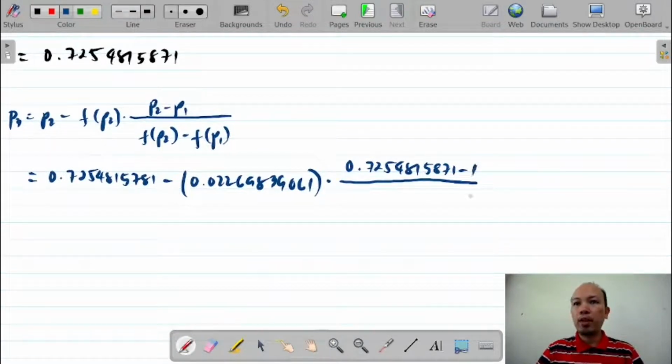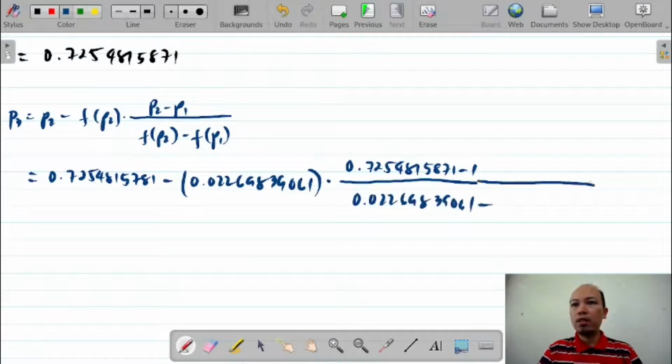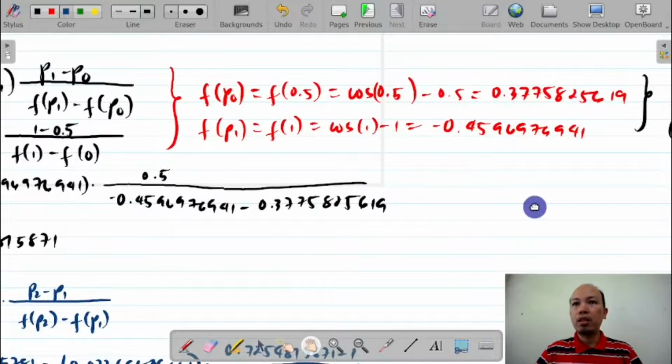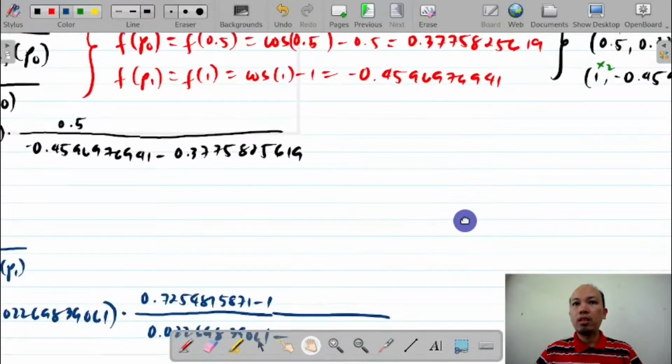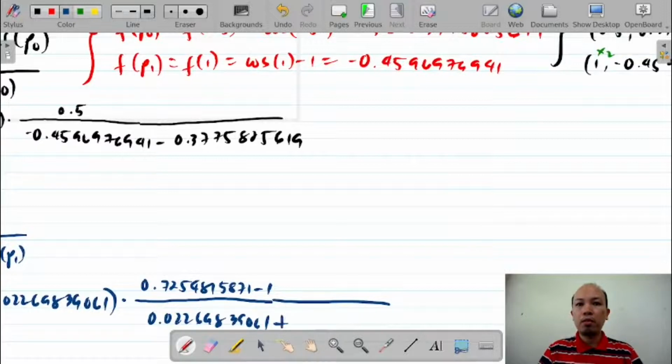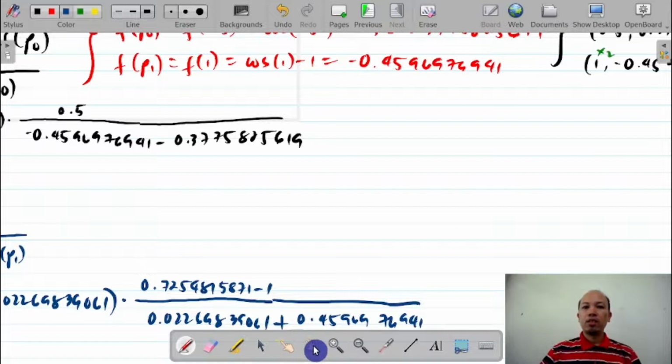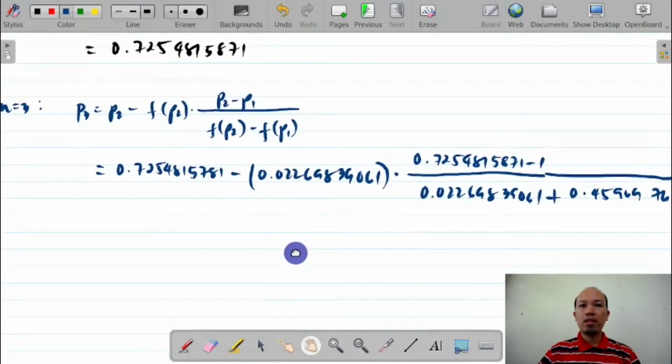Okay, p sub 1 is 1. f of p sub 2 is again 0.0226983961 minus our f of p sub 1. Where is our f of p sub 1? This one here. Okay, so we have negative, so this becomes positive, 0.4596976941. Okay, so the same process.